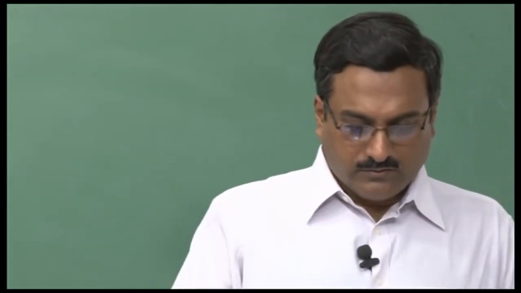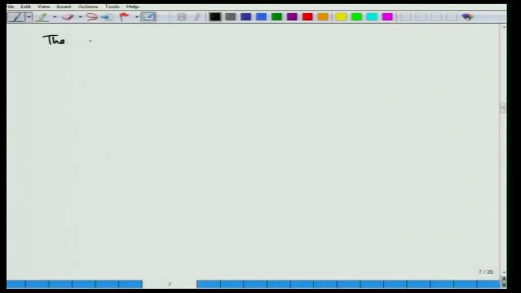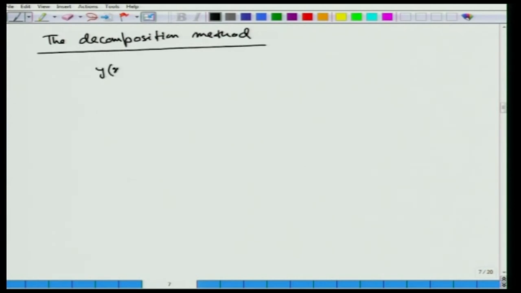Now, we just look at the Adomian decomposition method, and how that particular method can be applied to solving the nonlinear Fredholm integral equation. So, we are going to use the decomposition method to solve the nonlinear Fredholm integral equation given by y(x) equal to f(x) plus lambda integral a to b of k(x, s) g(y(s)) ds.